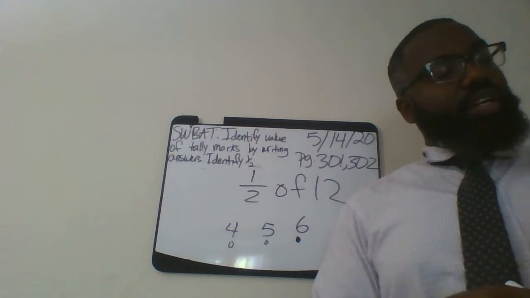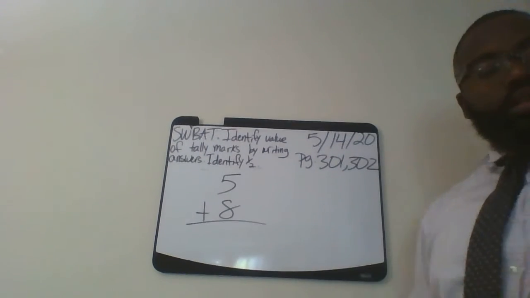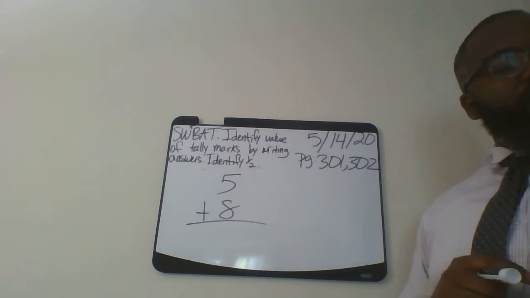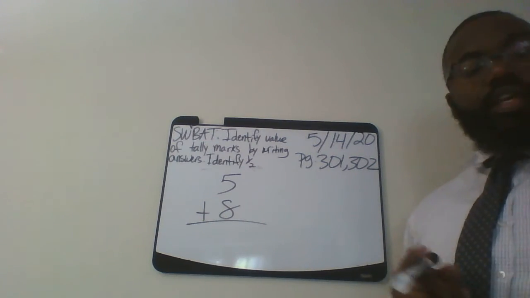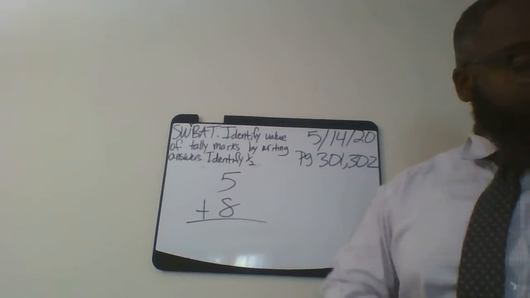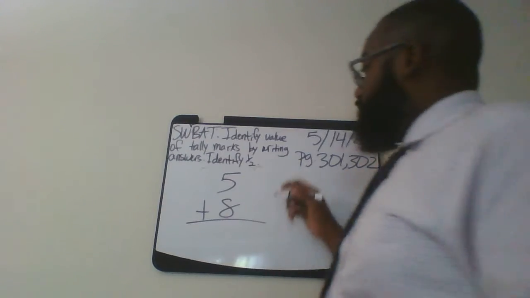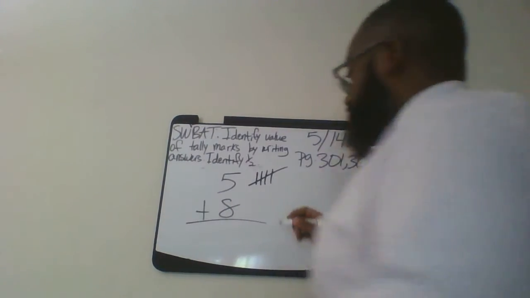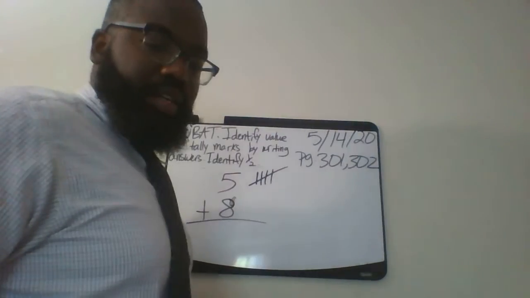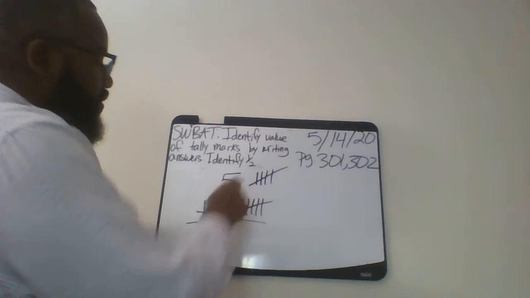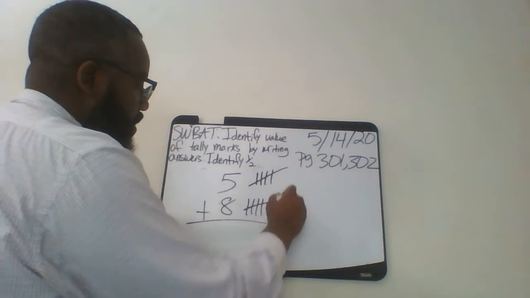Looking at page 302. Number 1 wants us to draw the tally marks to show the combinations, then write the sums. So we're going to draw the tally marks. The first one is 5. 1, 2, 3, 4, 5. Here we have 8. Let me fix my 8 here. Okay, so the first one is 5, then here we have 8.